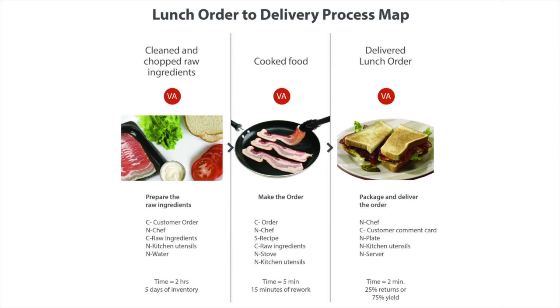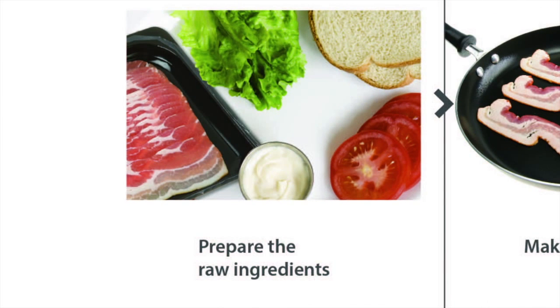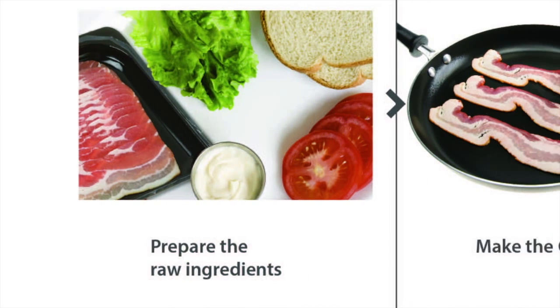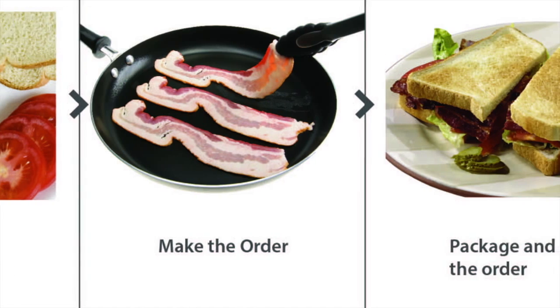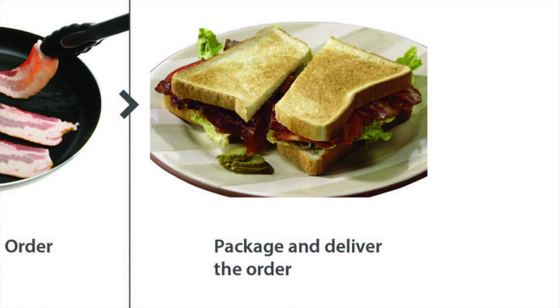Let's walk through each step of creating a process map. Here's a very simple example of a lunch order to delivery. In step 1 for this example, the process steps are to prepare the raw ingredients, make the order, and package and deliver the order. Notice how each process step begins with a verb.